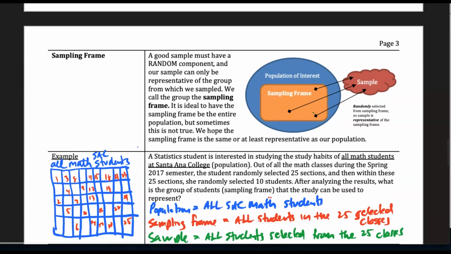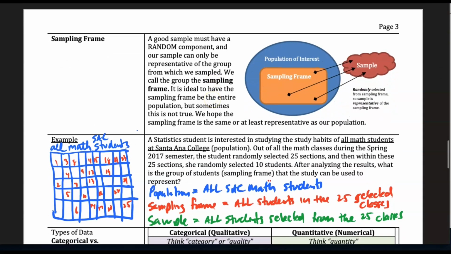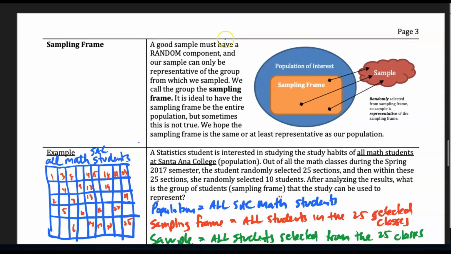Let's finish this first section with another term, sampling frame. This gets confused with sample. Think about it: you have a population of interest, all California residents, 18 to 24 per se. And then a sampling frame is this group. As it says here, a good sample must be random. Our sample can only be representative of the group from which we sample. So we're hoping that somehow the sample we have represents the population.